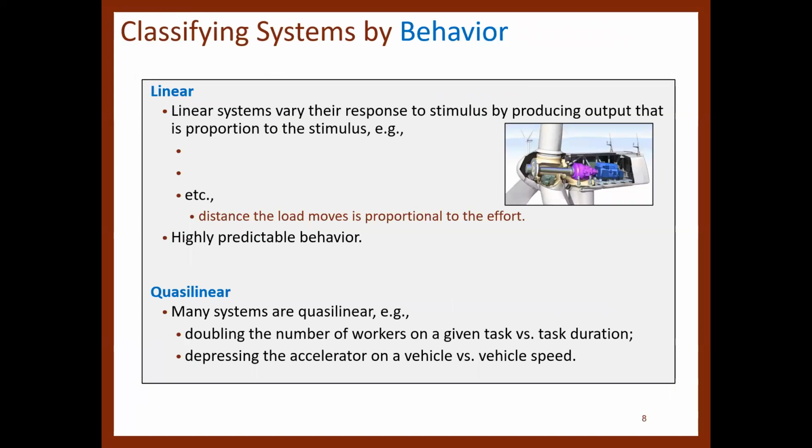We can also classify systems by behavior. In this classification, we have linear systems. These vary the response to stimulus by producing output that is proportional to the stimulus. So for example, a mechanical lever and the gear train for an engine. For example, the distance the load moves is proportional to the effort. And these types of systems have a highly predictable behavior.